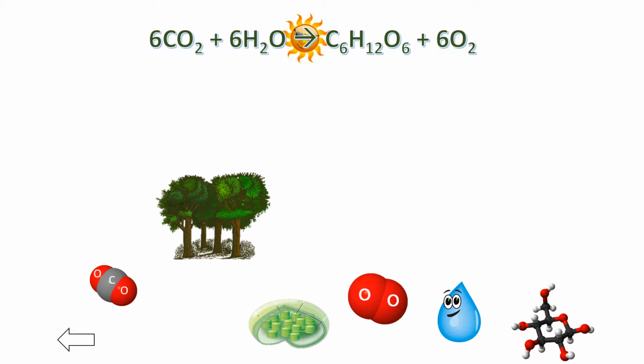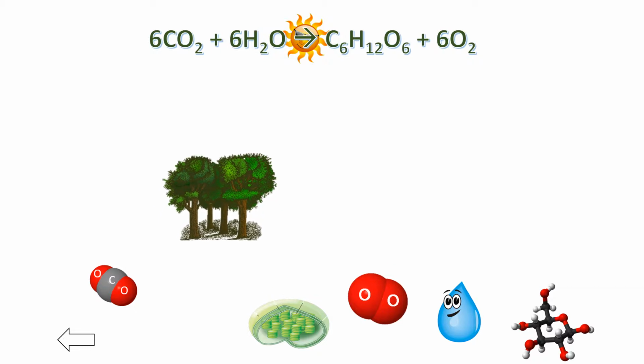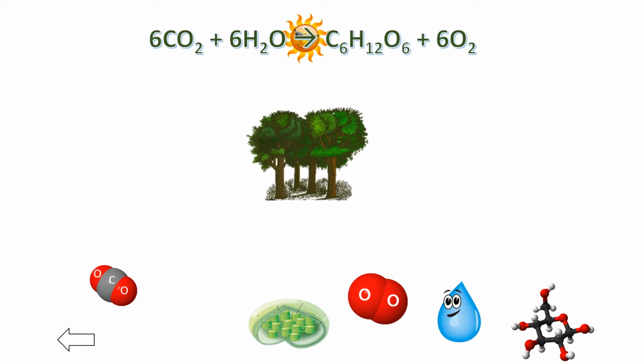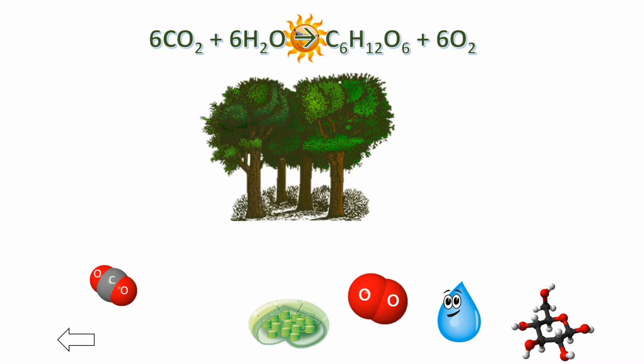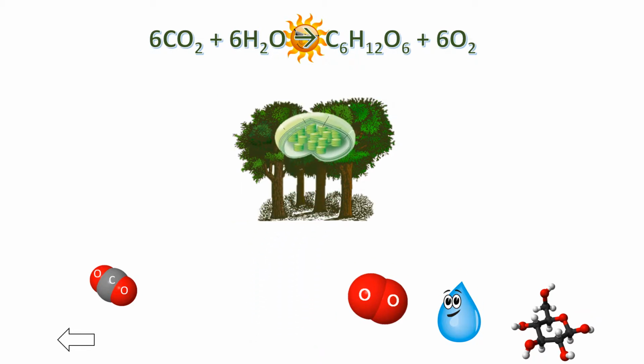So first thing I need, making food for what? First thing I have to have, or it's never going to happen, is some type of plant. In this case, I picked trees, but this could be any plant at all. It could be grass, it could be the food we eat, it could be seaweed. Anything that makes its own food has to have chlorophyll. They all have chlorophyll.